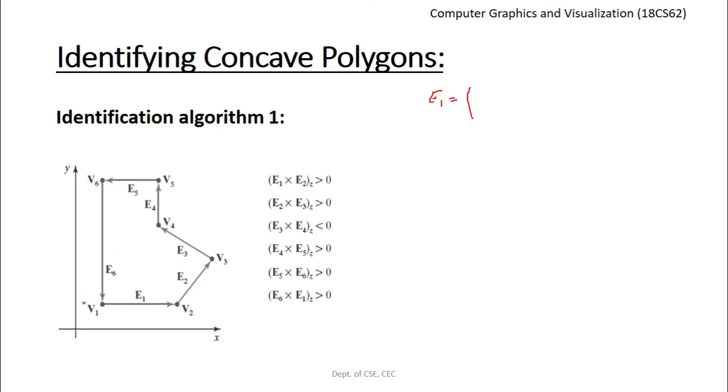Edge E1 is moving from V1 to V2, so the positive displacement along the x-axis, let me just consider it as 1. Do we have any displacement along the y-axis? No, the edge is just a horizontal edge, there is no vertical displacement, so the y component will be 0. What about the z component? Again, it is not moving in the z axis, so the z component will also be 0. So the edge E1 can be represented by the vector 1, 0, 0.